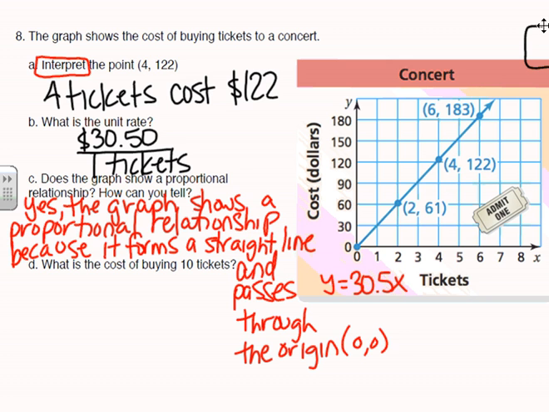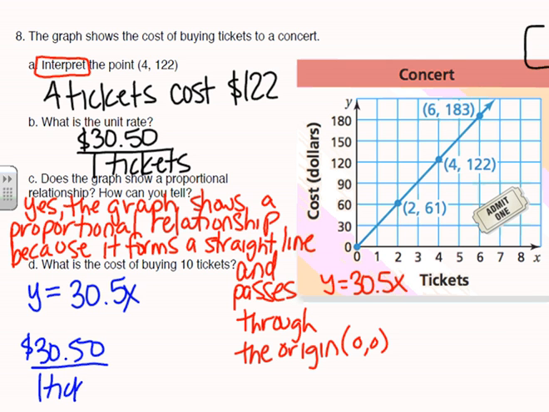Okay, so we're starting with our equation. y equals 30.5x because it's $30.50 per ticket. You could also set up a proportion if it's $30.50 for 1 ticket. What would be the cost for 10 tickets? In our equation, we would substitute x with 10. Both ways that we solve this, we're going to be multiplying $30.50 times 10.